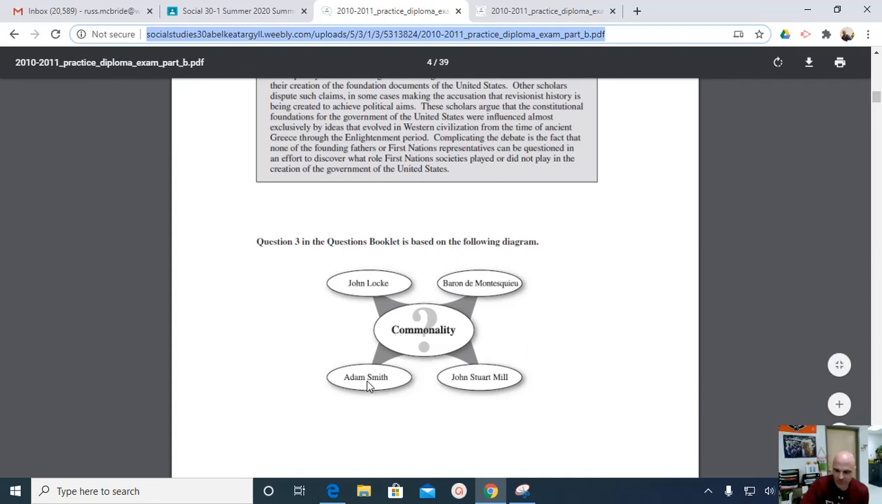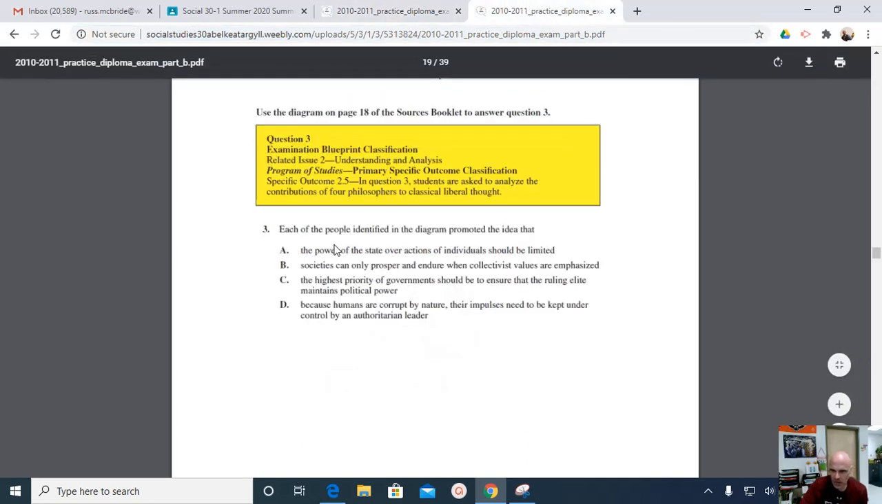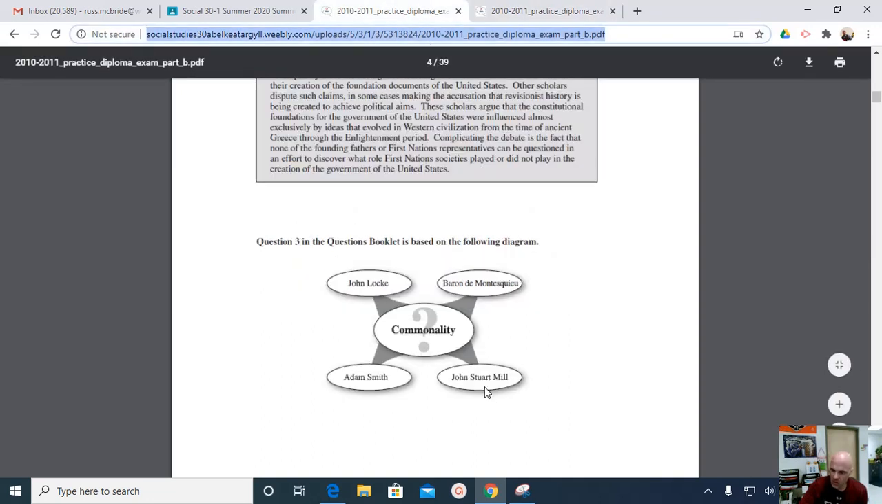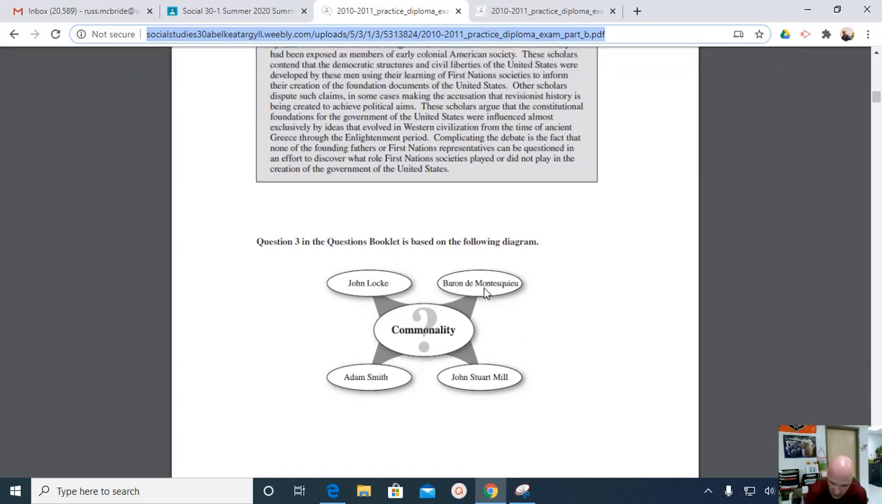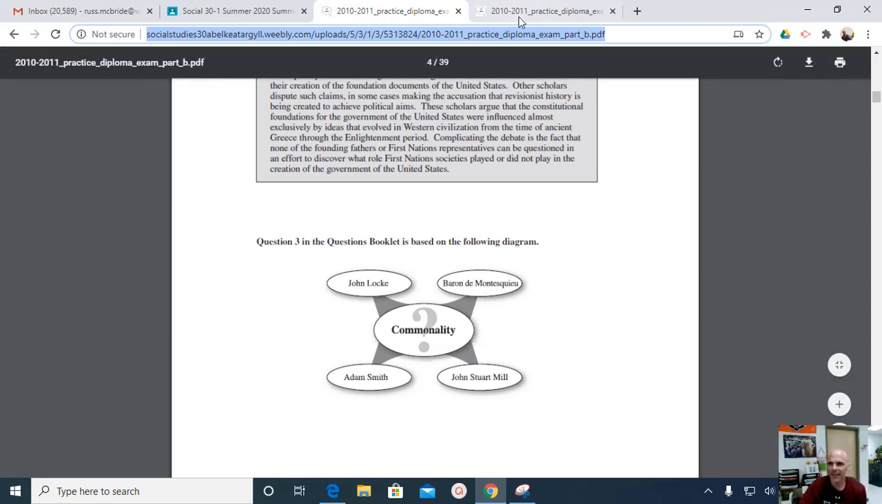Well, Smith thinks that. Government hands off. John Stuart Mill. Let's go back to the descriptor. The power of the state should be limited. Yeah, harm principle. Freedom should be absolute unless they're harming. Locke, he's a liberal as well. Montesquieu, checks and balances. Power of the state should be limited. Yeah, I think that's the answer.